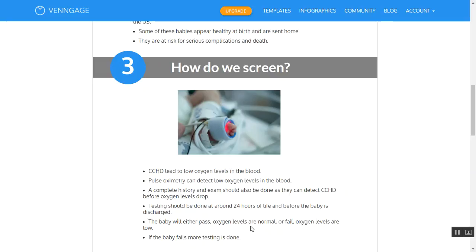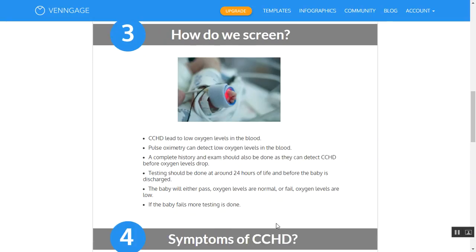The baby will either pass the test if their oxygen levels are normal or fail if their oxygen levels are low. There can also be a difference between the upper and lower saturations. And if the baby fails, more testing is indicated. Usually an echocardiogram, which is an ultrasound of the heart, would be done.